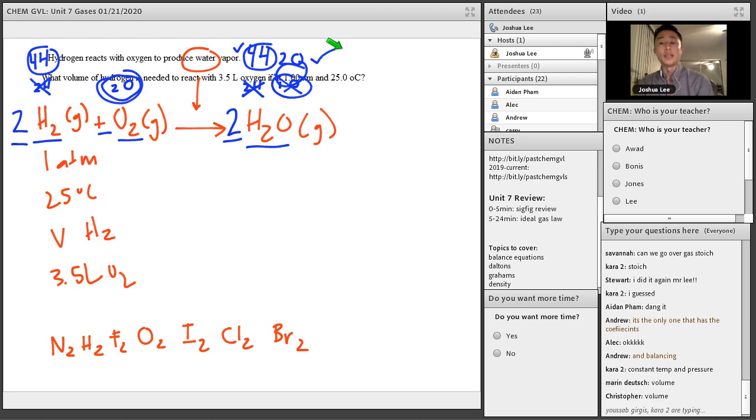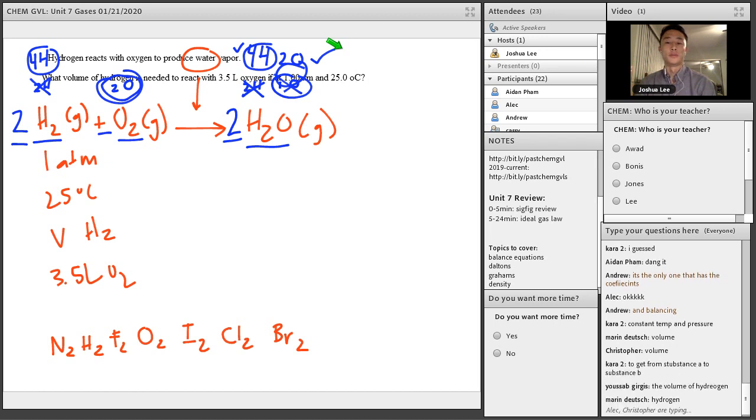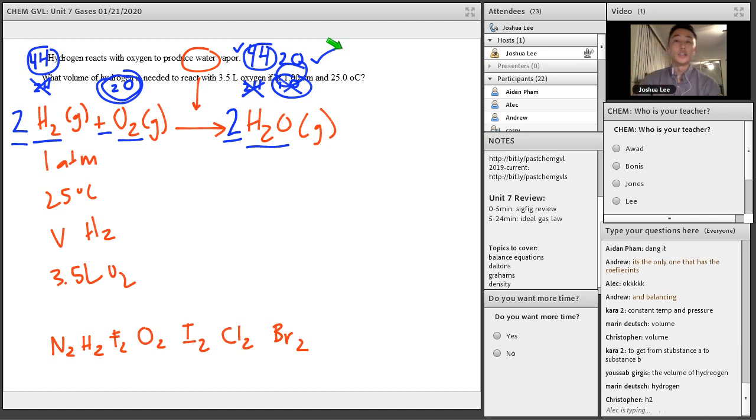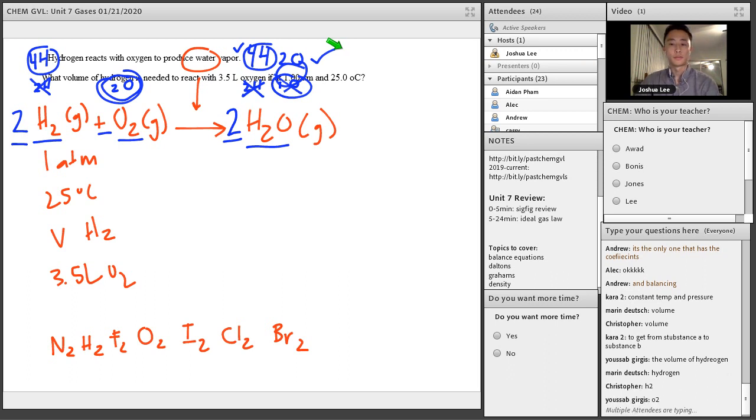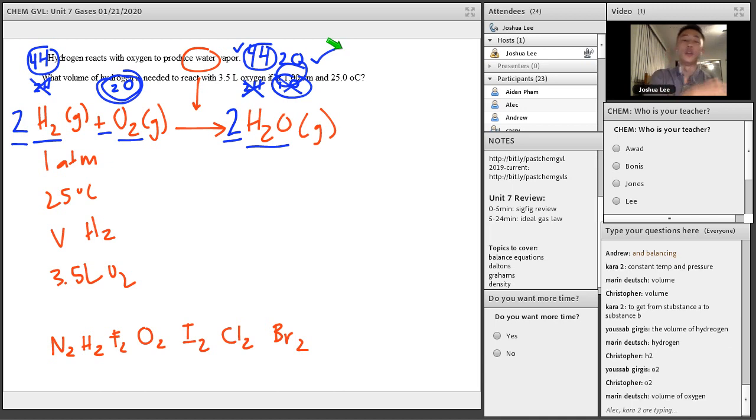Volume. Given volume of what though? Volume of hydrogen, and we're going for substance A to substance B. So we want to know the volume of hydrogen, but we're given what? Oxygen. So we're starting with oxygen and we want to go to hydrogen. That's a key idea in gas stoichiometry, where we're starting with one thing and then we want to go to a different substance.